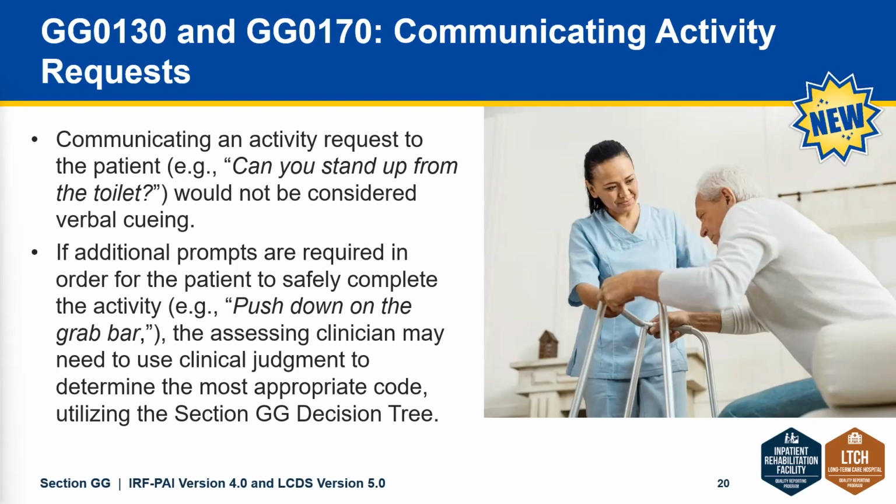However, if verbal prompts or instruction are needed for the patient to complete the activity safely, for example, push down on the grab bar or stand closer to the walker, then the assessing clinician would need to consider those cues in their scoring and determine the most appropriate code utilizing the Section GG decision tree. To cover guidance changes specific to the GG codes, I will turn the presentation over to Ellen Strunk now.